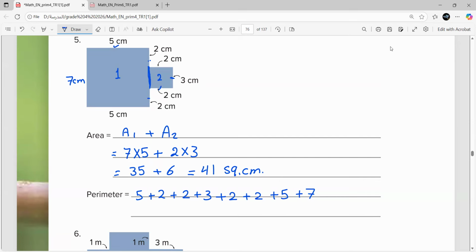Count them again. 1, 2, 3, 4, 5, 6, 7, 8. Yes, exactly. 5 plus 2, 7, plus 2, 9, plus 3, 12, plus 2, 14, plus 2, 16, plus 5, 21, plus 7, 28. 28 centimeter. Is that easy? I think it's easy.